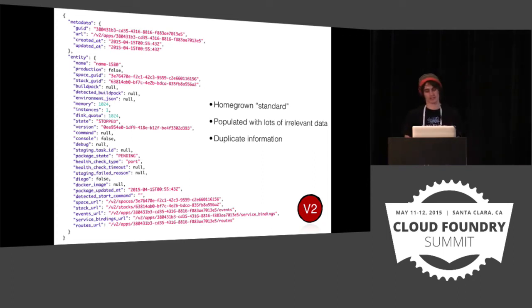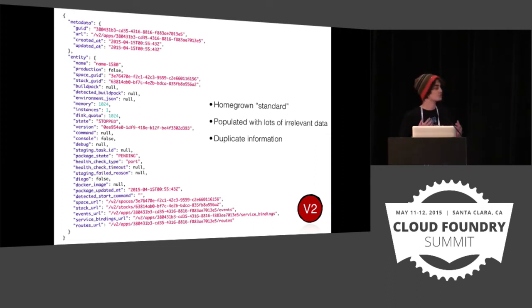Entity has truly become a dumping ground for any information that might be associated with the object that you're fetching. So what you're going to notice here is that this is mostly a homegrown standard. It doesn't really adhere to any patterns, and we find that it's drifting from the way that public APIs are actually moving towards today. The entity section is also populated with a lot of irrelevant, excessive data.